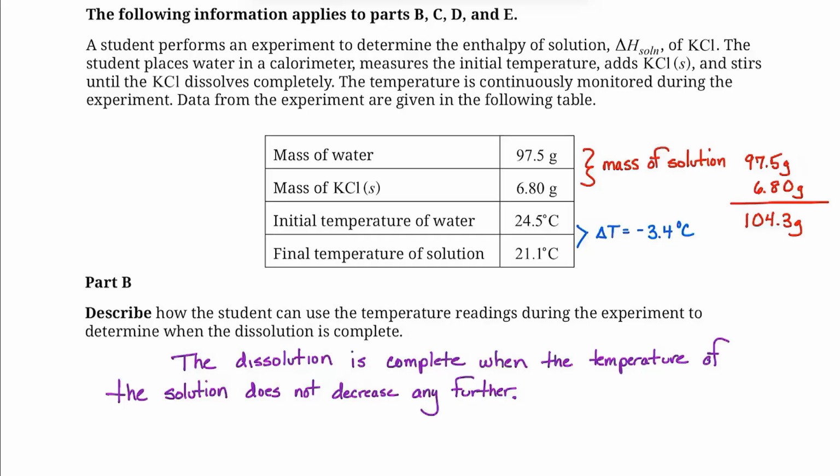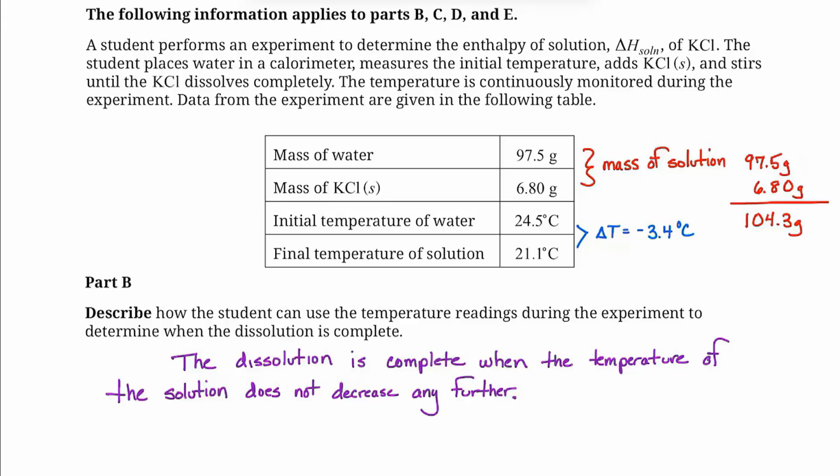Well, if you look very carefully, we have an initial temperature of 24.5, and then we have a final temperature of 21.1. That's a negative 3.4 degrees Celsius change. Now, why would it decrease? Well, that must mean that energy is flowing into the reaction, right? So the solution is losing energy because the dissolving reaction, KCl breaking apart into K plus and Cl negative, is using that energy. Hey, it's endothermic.